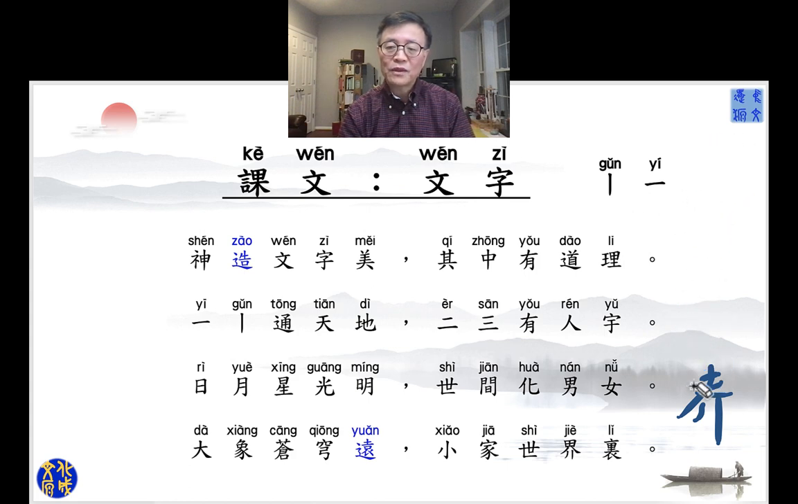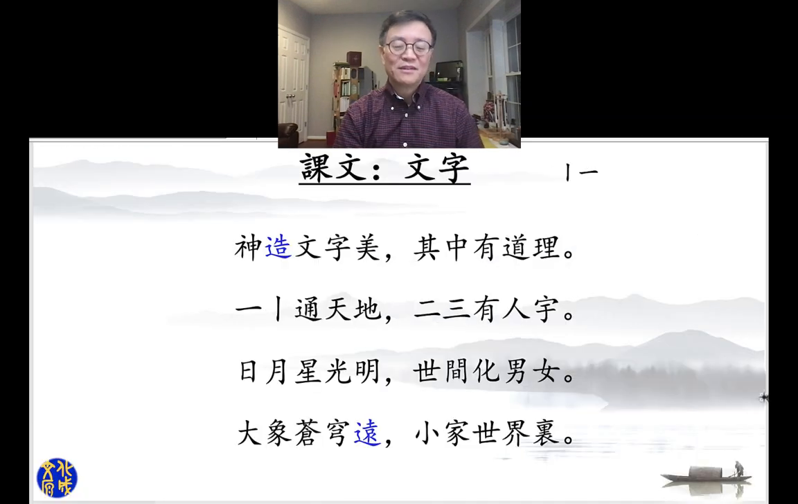We're going to get back to read this a couple more times at the end of this lesson, all right? Or if you don't need pinyin, you want to go here. Follow me. I'm going to read it a little slower. Try to focus on three things together, right? 神造文字美，其中有道理。一滚通天地，二三有人语。日月星光明，世间话男女，大象苍穹远，小家世界里。Try that later on, okay?